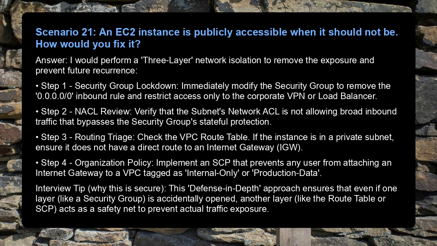Scenario 21. An EC2 instance is publicly accessible when it should not be. How would you fix it? Answer: I would perform a 3-layer network isolation to remove the exposure and prevent future recurrence. Step 1. Security group lockdown. Immediately modify the security group to remove the 0.0.0.0/0 inbound rule and restrict access only to the corporate VPN or load balancer.